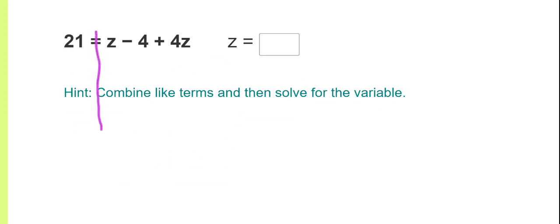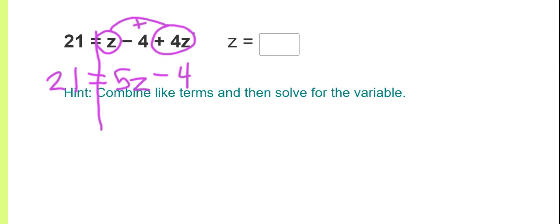Separate the left side from the right side, then identify your variable terms. There's 4 z's, and then we have 1 z over here. They're the same terms. They're both letters, so now we can put them together. So that's 1 plus 4 is going to give us 5z minus 4. And then we just rewrite everything else.